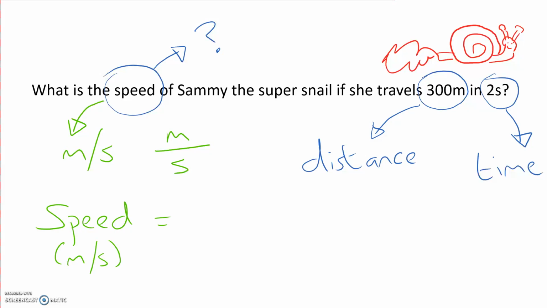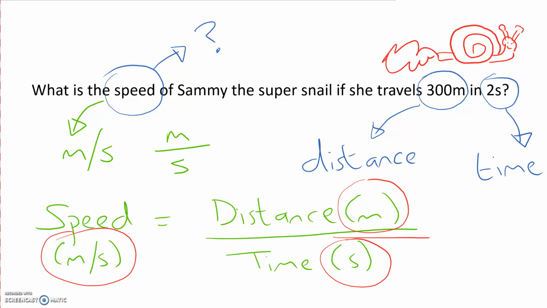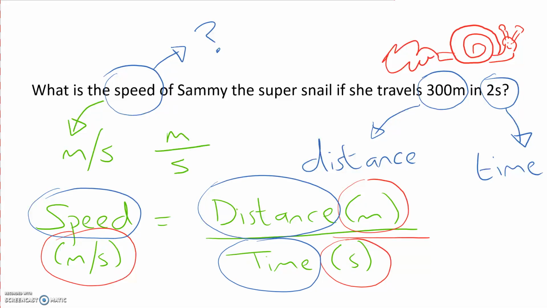The speed in meters per second must be the distance, because that's measured in meters, divided by the time, which is measured in seconds. So just from thinking about what our units are, we've really worked out the equation. The speed is meters per second, and that's got to come from meters divided by seconds. And that's really telling me what the formula has to look like.